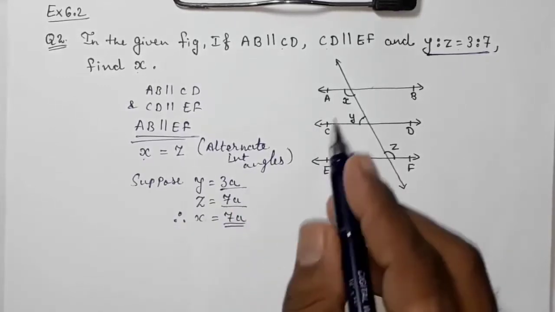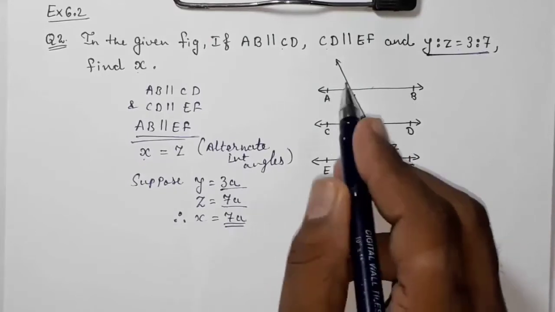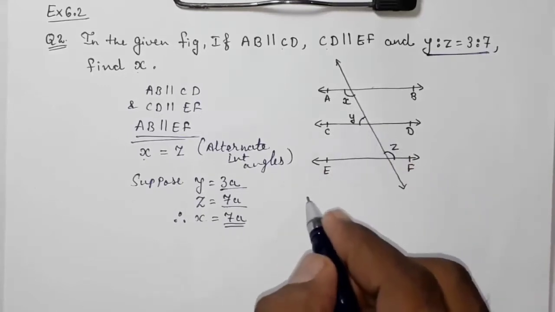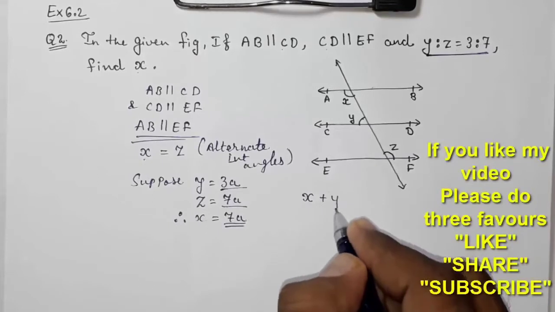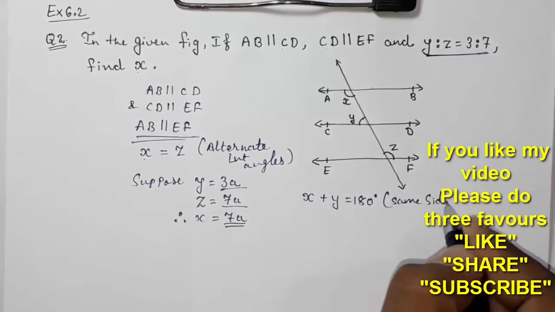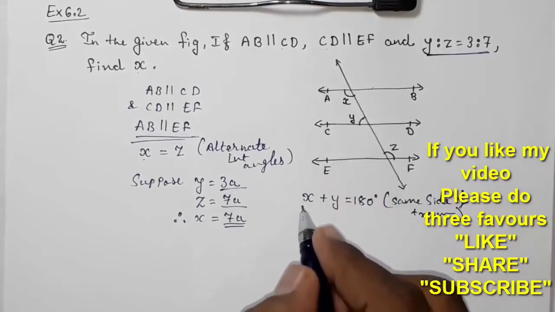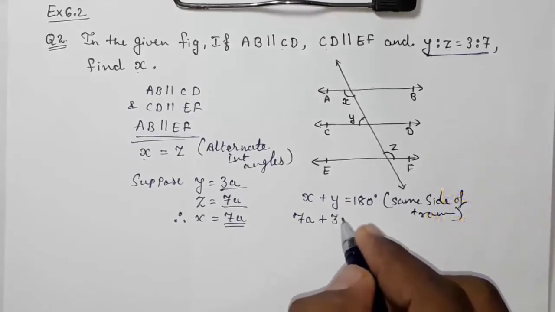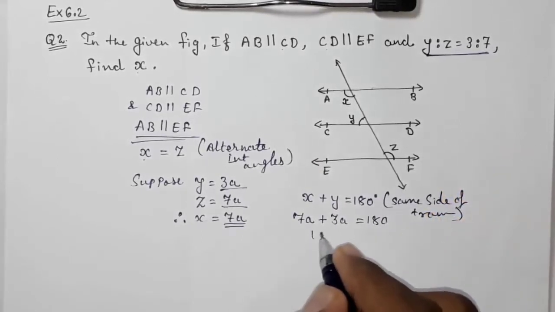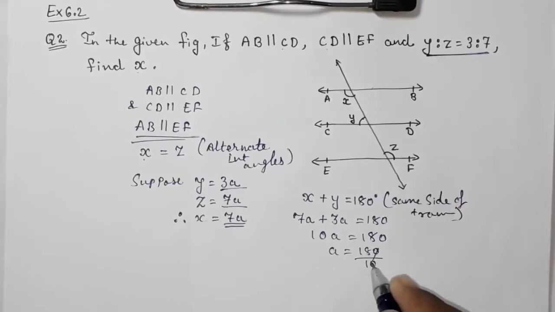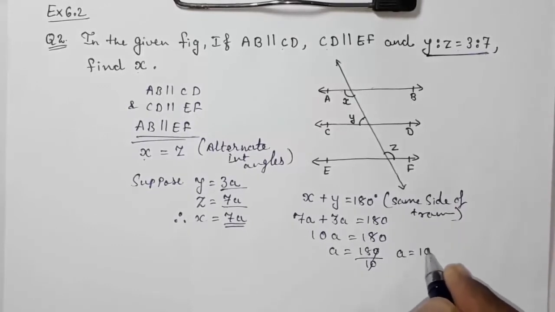Now X and Y, we can see that they are forming the same side of the transversal. These two lines are parallel and these two angles are on the same side of the transversal, so we can say that X plus Y is equal to 180 degrees. Now in place of X we put 7A, in place of Y we put 3A, is equal to 180 degrees, 10A is equal to 180 degrees, A is equal to 180 by 10, therefore A is equal to 18.